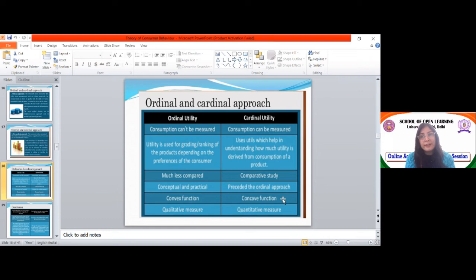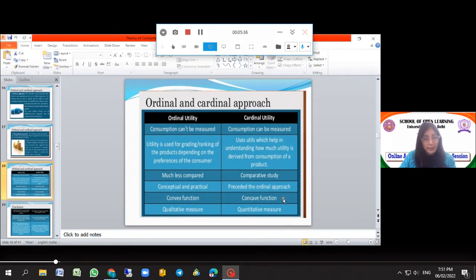Convex function you will understand because here we are talking about two commodities. When we talk about the indifference curve, then we will get to know about the convex function. Like ordinal is a convex curve, and cardinal is a concave curve. And here ordinal is a qualitative measure, and cardinal is a quantitative number.